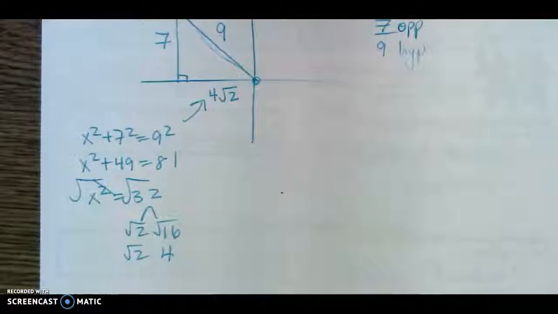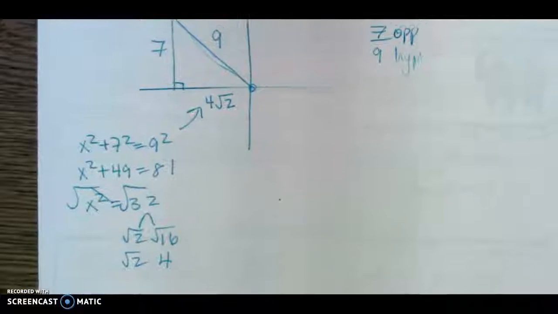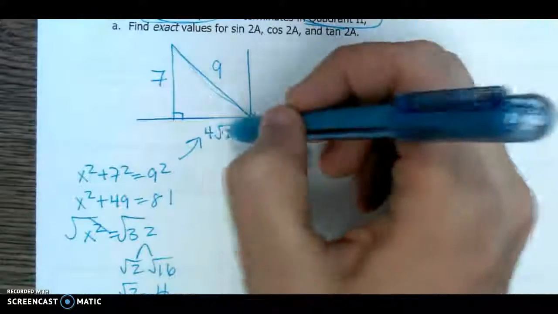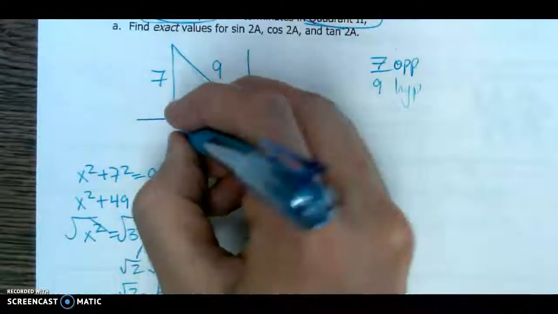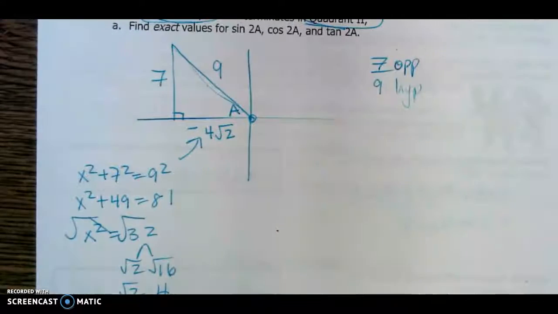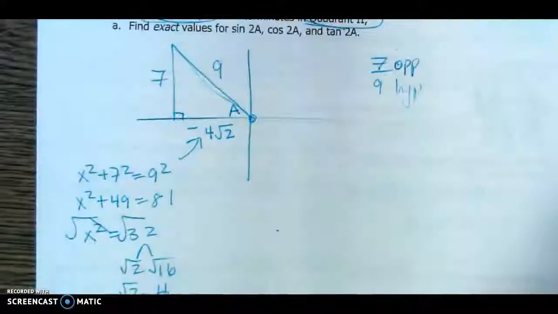And then when you look at your triangle, 7's going up, so it's positive. The diagonal is always positive, and 4 is going left, so it gets a negative on it. And our A is always there, the angle between the diagonal line and the x-axis.